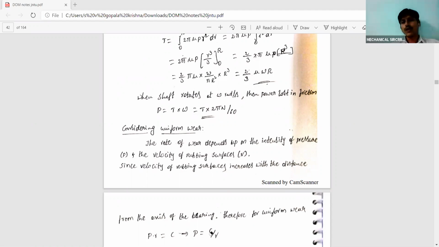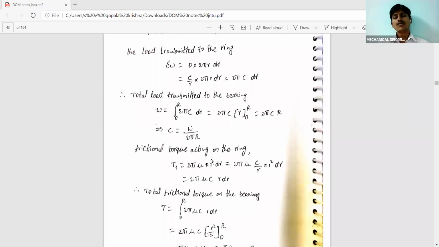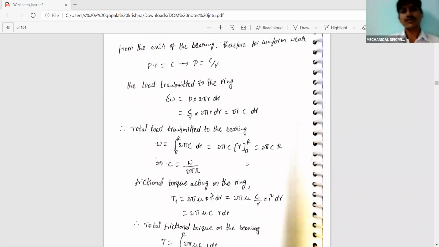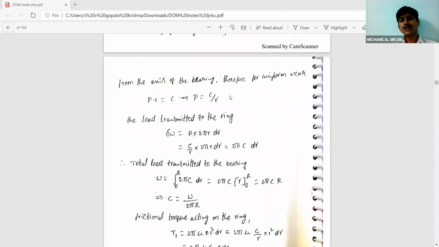PR equals pressure into radius equals how much? Constant. So then simply we take P equals C by R. What is the pressure value? P equals C by R. That condition is there: PR equals C, P equals C by R.